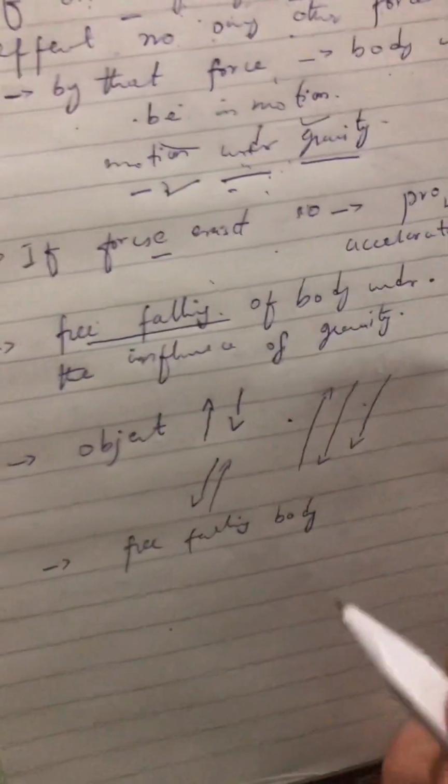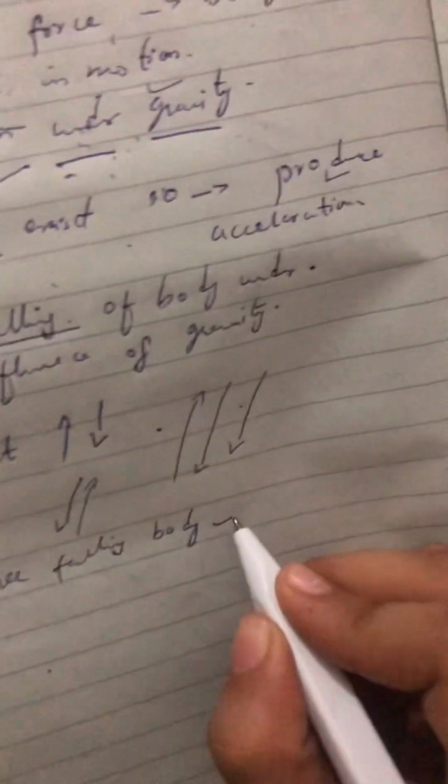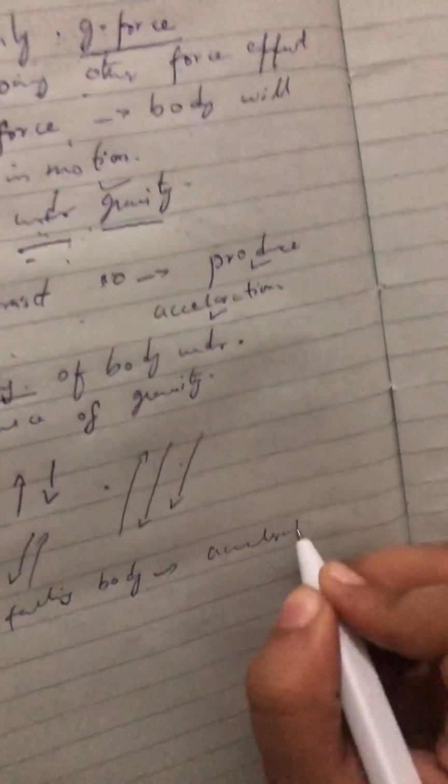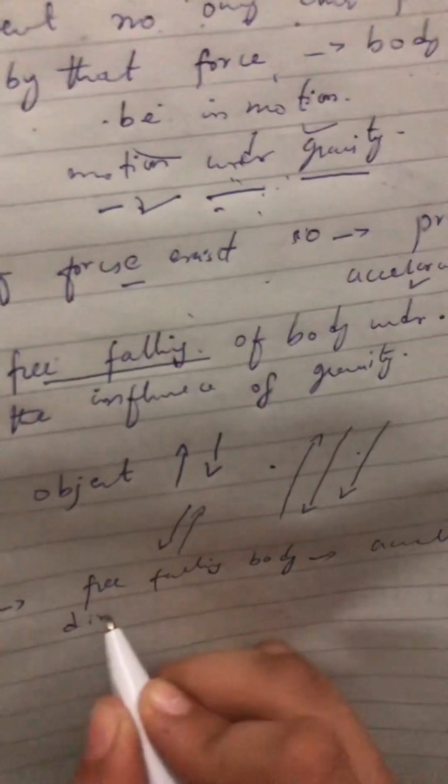After that, a free falling body experiences acceleration. As I discussed, it will produce acceleration, and it will experience acceleration in the downward direction. That downward direction is known as gravity. We can say that acceleration is equal to gravity, right? Because a free falling body is producing acceleration downward, and why is it producing acceleration downward? Because of gravity, so the acceleration is equal to gravity.